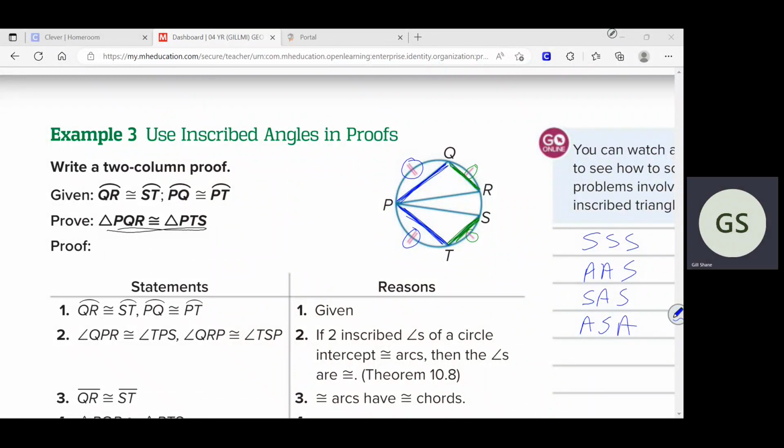PQR. What's true about it? What's it made up of? Wait. No, just the arc. Just the arc. What's it made up of?